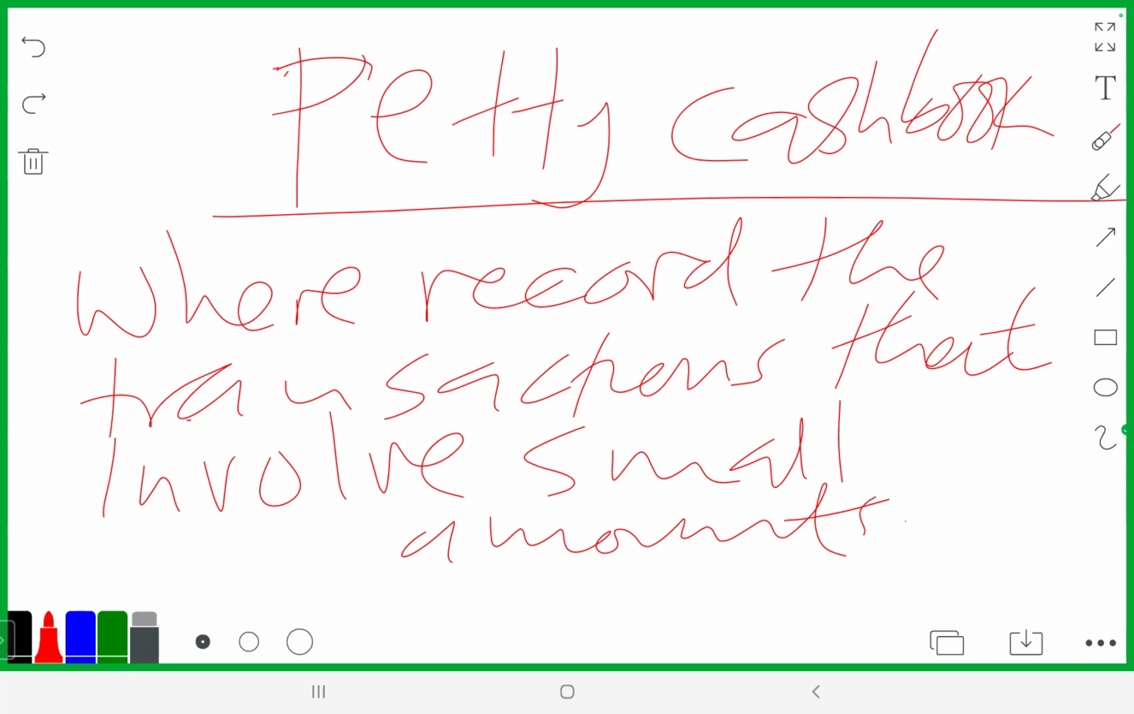So for that reason, it is extremely important that you find time to categorize these transactions according to their magnitude. The very big transactions that involve a lot of money, we record in what is known as the cash book, and we'll talk about the cash book very soon. But for now, we are concentrating on the transactions that involve small amounts.